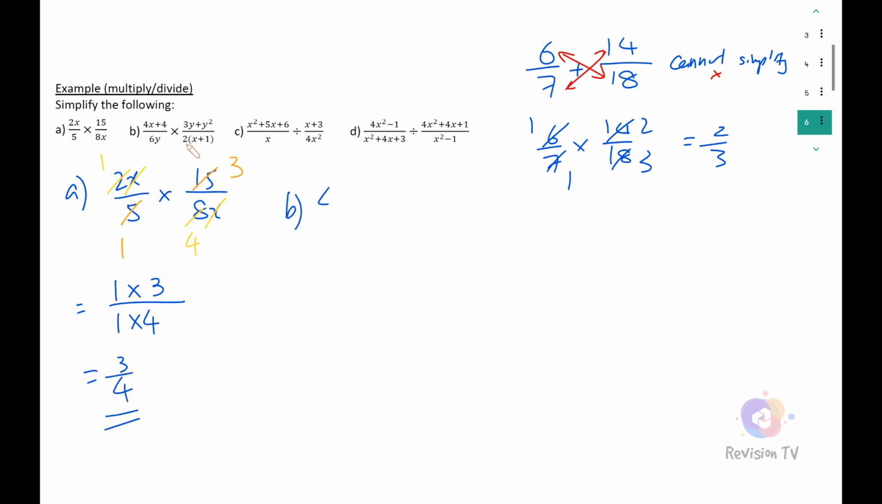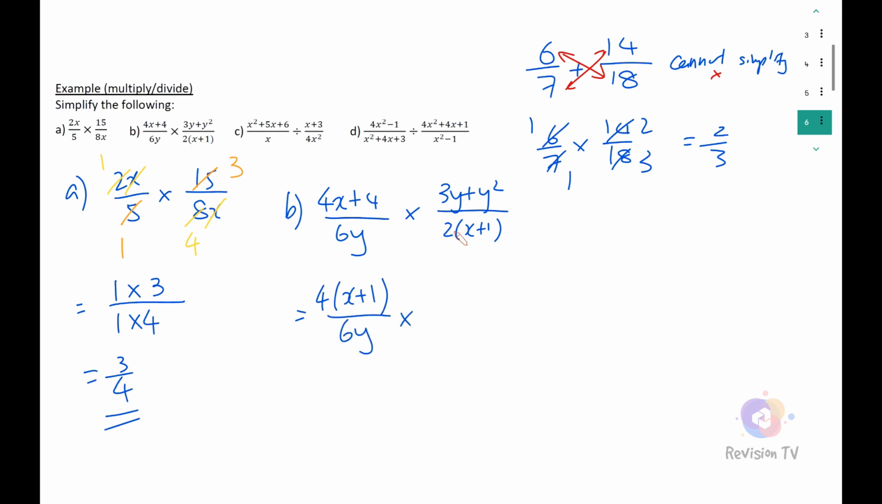Part B, 4x plus 4. Again, I've got my little habit of writing things again. Now, in here, you do not want to expand the bracket, because once you expand the bracket, they're no longer multiplied together. So you do want to keep it in this product form, put in two brackets. So the first one, we're going to simplify 4x plus 4 into 4, bracket x plus 1, over 6y times this one. We can factorize a y out, so y times 3 plus y over 2 bracket x plus 1.